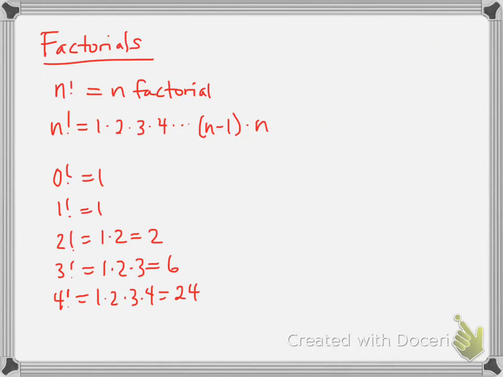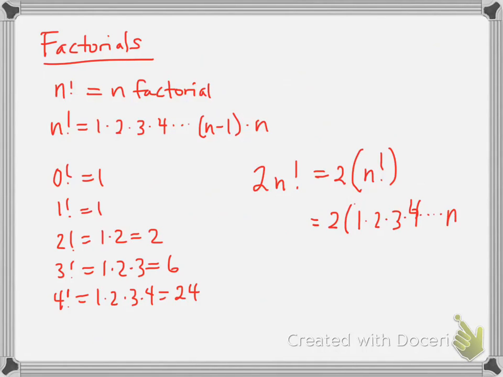That's factorials. Basically, the way that factorials work is anything you multiply or add, you can do that outside of the factorial. So for example, if I have 2 times n factorial, I can find the factorial, which would be 1 times 2 times 3 times 4 all the way up to n. And then once I'm done with that, I just multiply it by 2, and that's my answer.